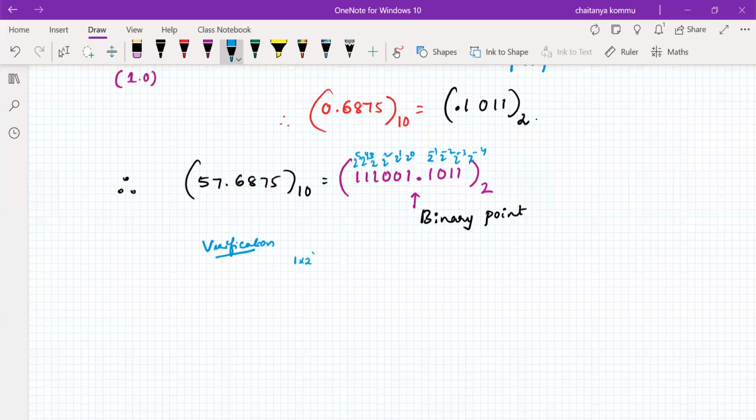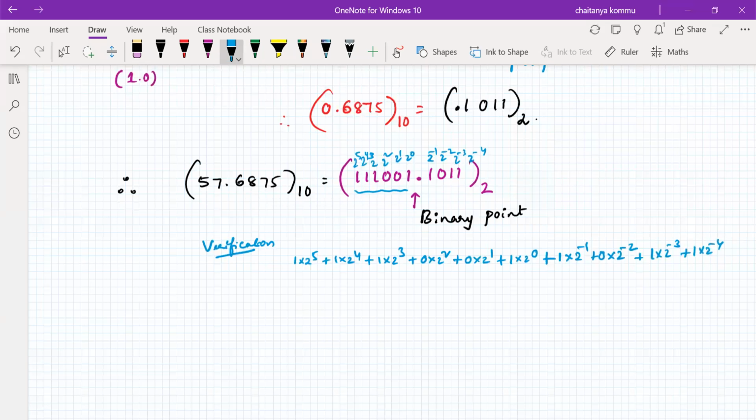So 1 into 2 power 5 plus 1 into 2 power 4 plus 1 into 2 power 3 plus 0 into 2 power 2 plus 0 into 2 power 1 plus 1 into 2 power 0. Are you getting what I'm doing here? This is what I have done. Now the fractional part: 1 into 2 power minus 1, plus 0 into 2 power minus 2, plus 1 into 2 power minus 3, plus 1 into 2 power minus 4.